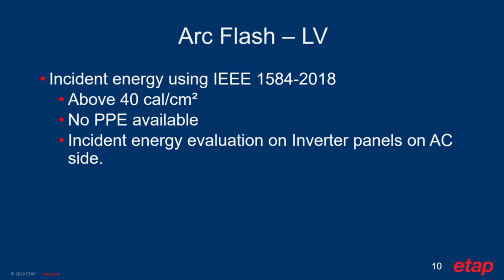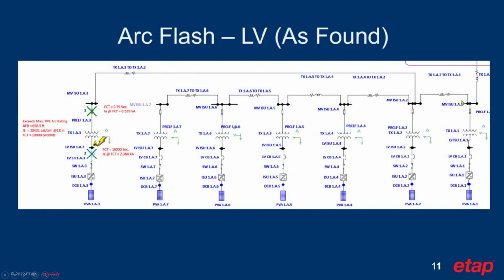The incident energy evaluation on the inverter panels on the AC side seemed to be very high at this location of the study. The original setting provided to us had a PV array fed by an inverter to an actual low voltage bus on the transformer secondary, which then got stepped up to the transformer primary on the medium voltage side. The initial incident energy based on the fuse clearing time was more than 40 cal/cm², with high and longer clearing times.